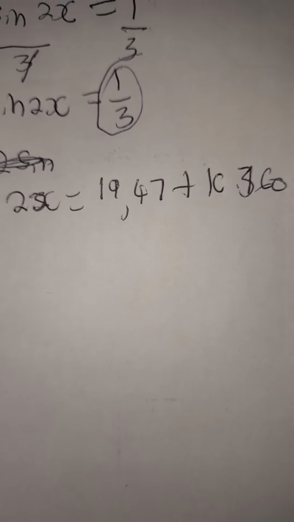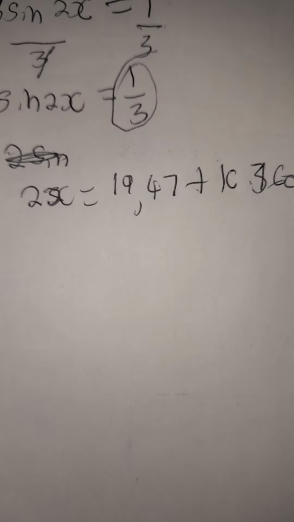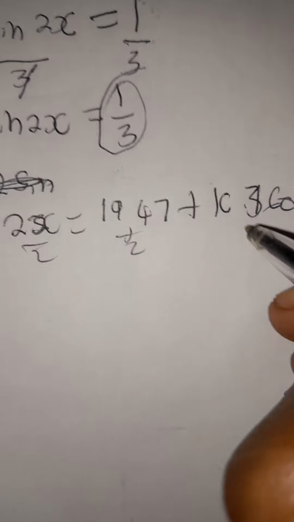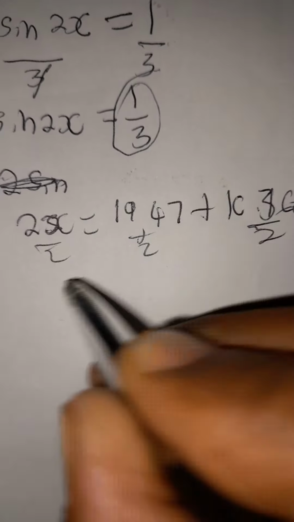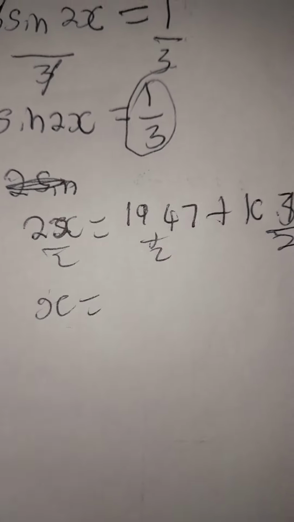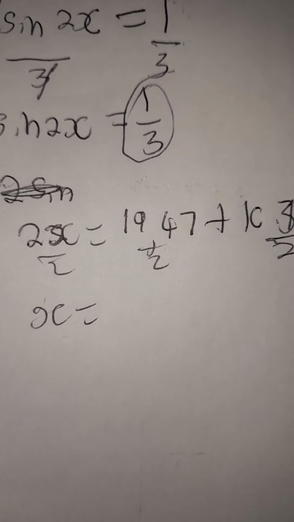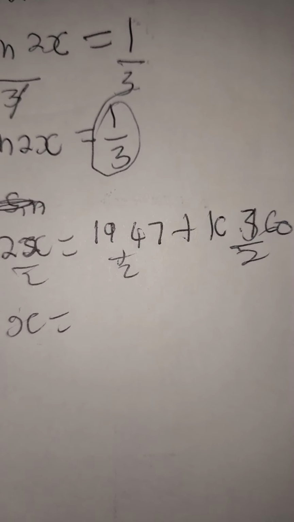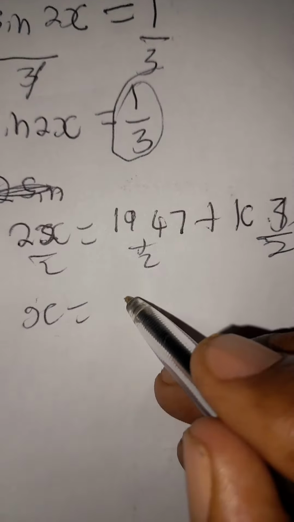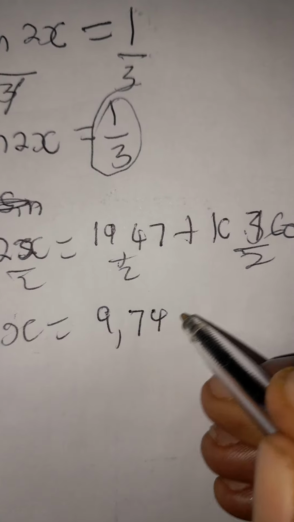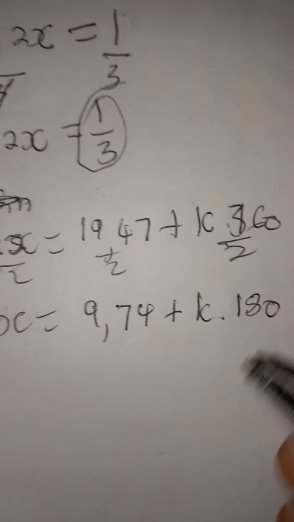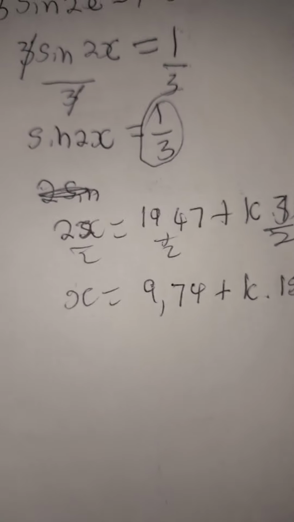When you've written it like this, you may divide both sides by 2. Remember, the aim is to make x the subject of the formula. So 19,47 divided by 2, that will be 9,74 plus k times 180. Right, okay.